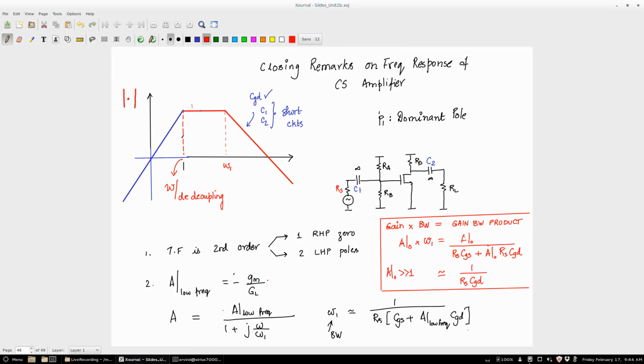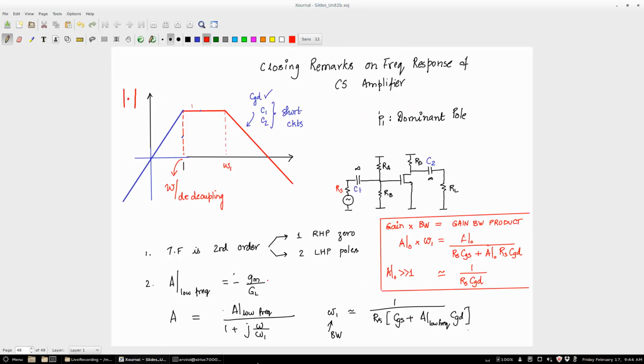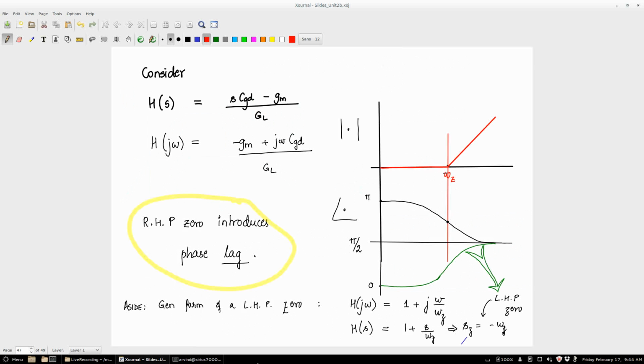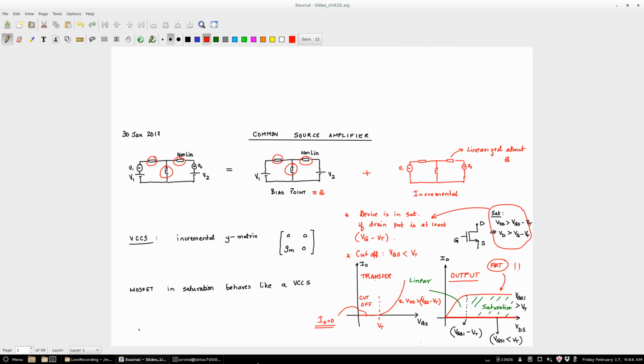So this is essentially the take home that I want for the common source amplifier. You will see this gain bandwidth product for most amplifiers. When you do op amps also you will see it. Okay, and so it's an important thing that you should keep in mind. Alright, okay, any questions on this? Okay, very good.